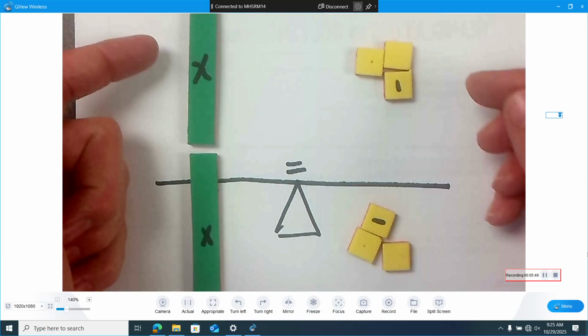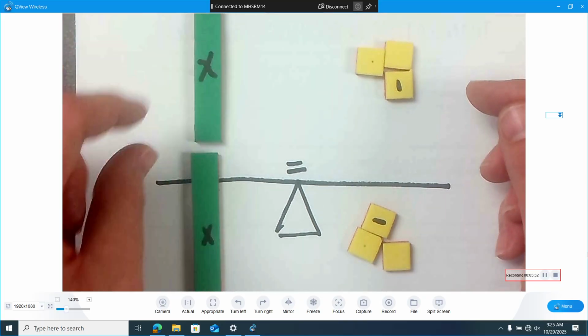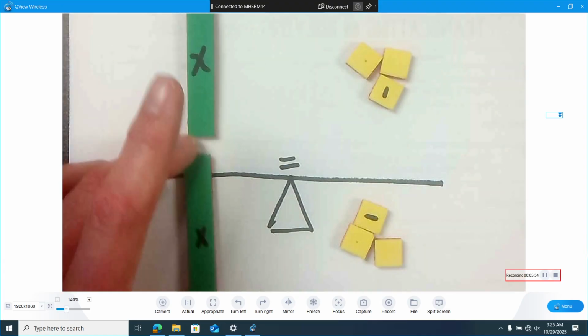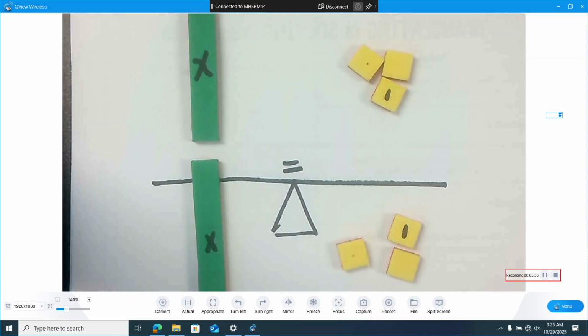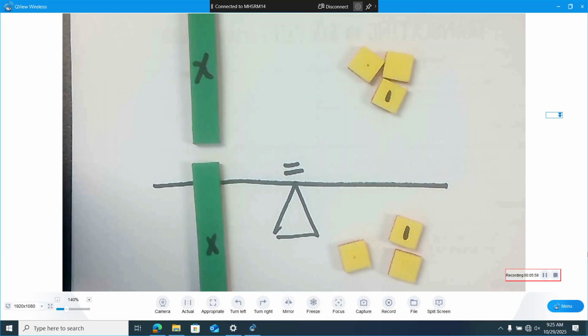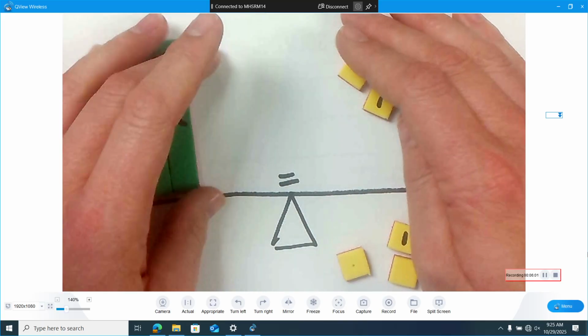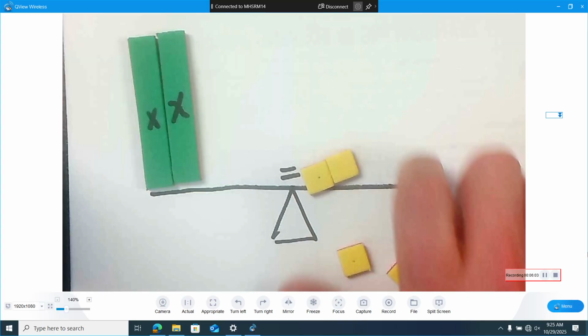And so now we can see, what is 1x worth? 3 units. And here's the other x, which is also worth 3 units. They have to equal the same thing. Does that kind of make sense to you? All right. And then we can get even more complicated.